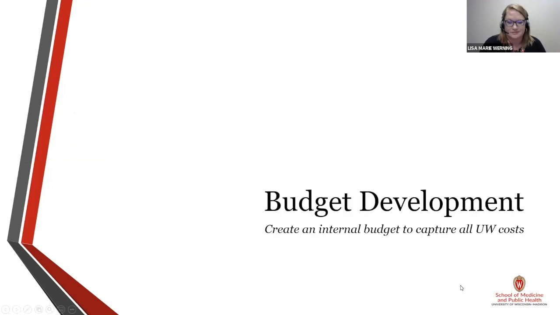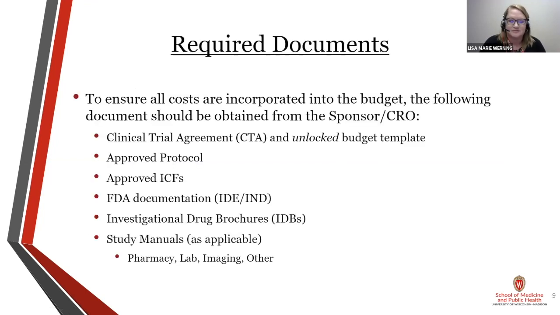Next. So, budget development: create an internal budget to capture all your UW costs. To ensure that all costs are incorporated into your budget, the following documents should be obtained from your sponsor or CRO. You want to have your clinical trial agreement and then an unlocked budget template. You want to have the protocol, consent forms, any FDA documentation if it's an IND or an IDE study, any investigational drug brochures. The pharmacy will want to see those, PRC, and any study manuals as well.